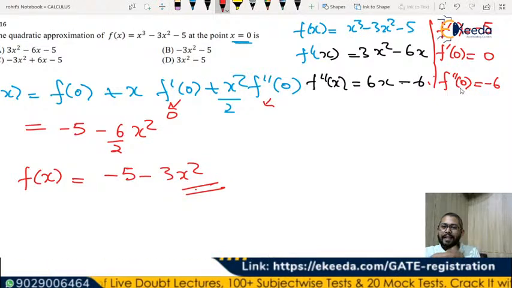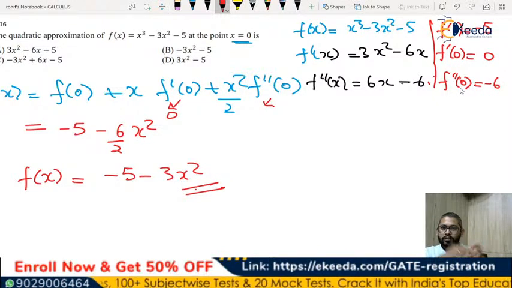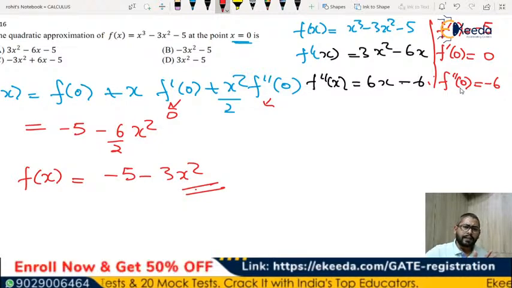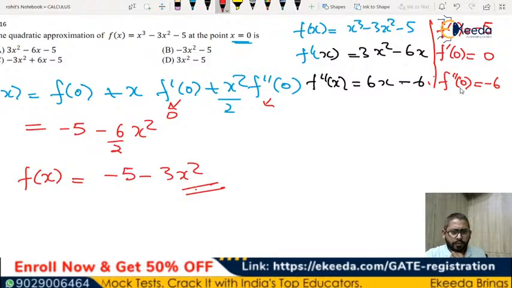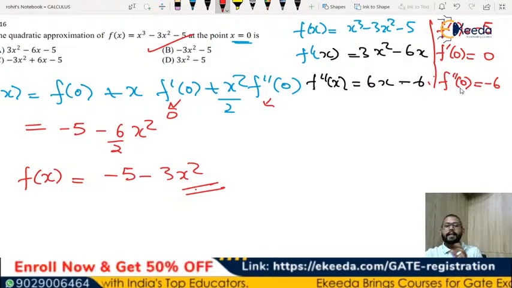Right? F double dash of x is 6x minus 6, because in that case you are finding the second derivative of x cube. So that means this is what you are getting, and this is option B. Option B.